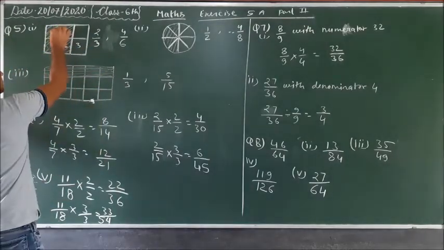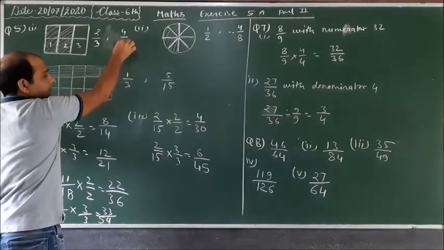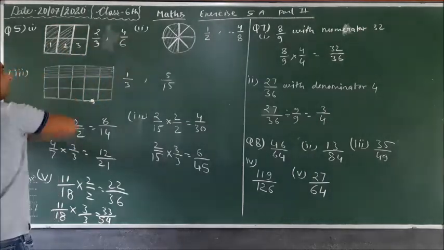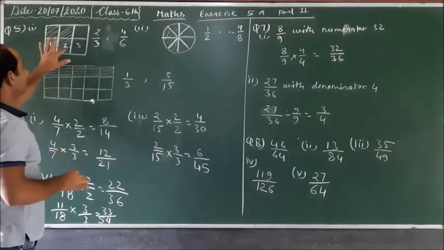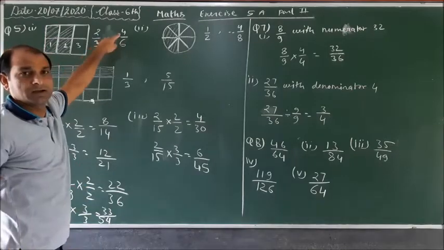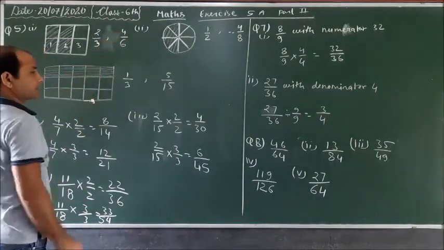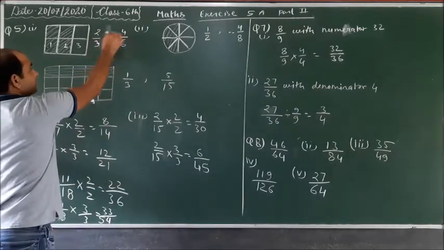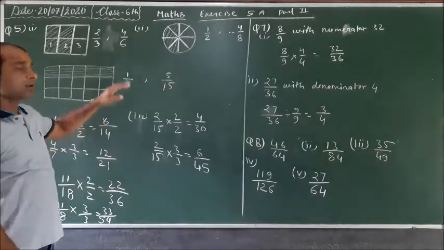How many boxes? 1, 2, 3, 4, 5, 6. So we write 6. And how many boxes are shaded? 1, 2, 3, 4. 4 boxes are shaded, so we write 4 upon 6. Now check, this is the equivalent fraction. Yes, 2 multiplied by 2 equals 4, and 3 multiplied by 2 equals 6.